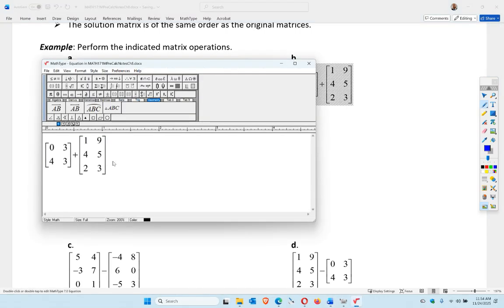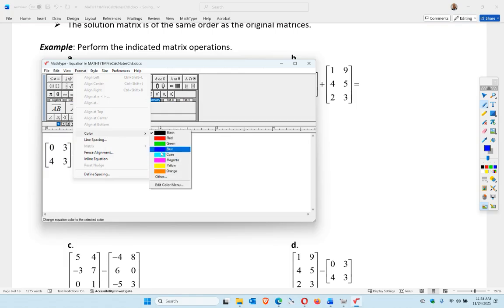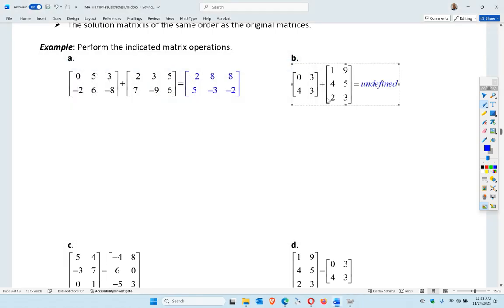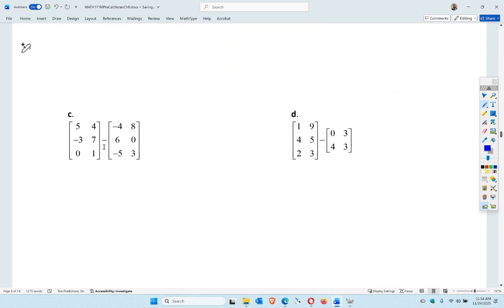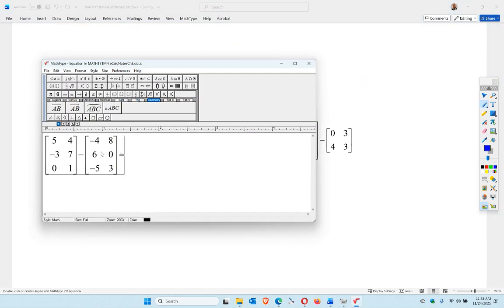But these are 2 different orders, so this would be an undefined operation, right? It's not an empty set, right? It's an operation, and it can't be done. It's undefined because they're not the same order. This is a 2 by 2, and that's a 3 by 2. That's not the same. Won't work. Okay, so this one, however, we can do. All right, these are both the same order.